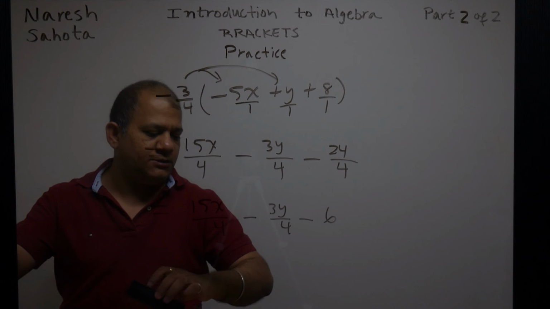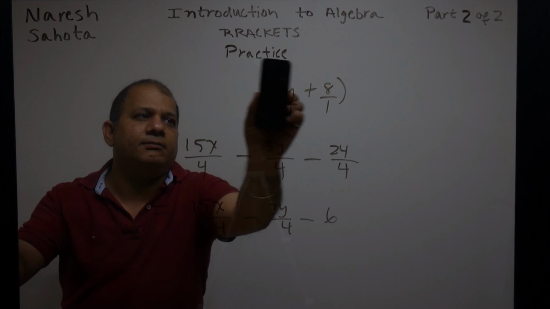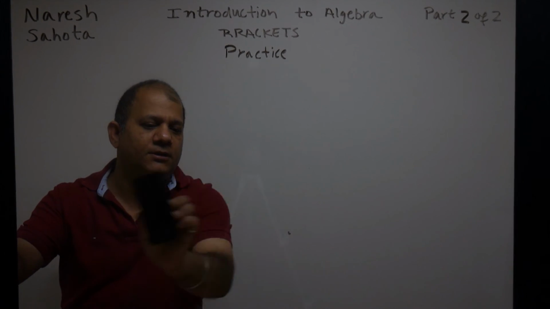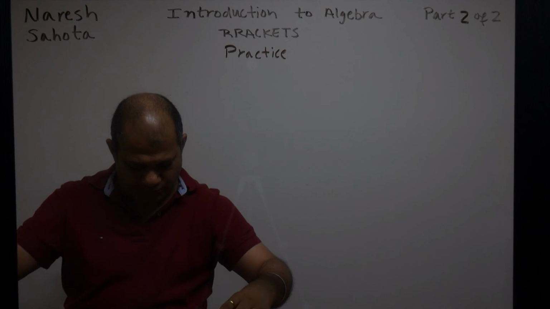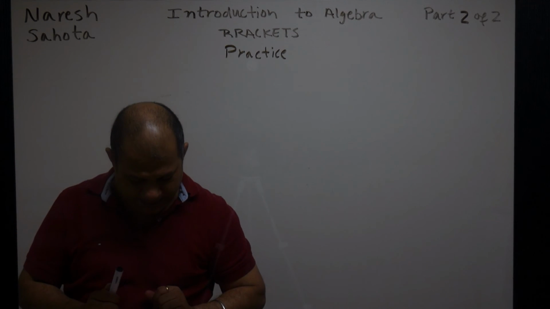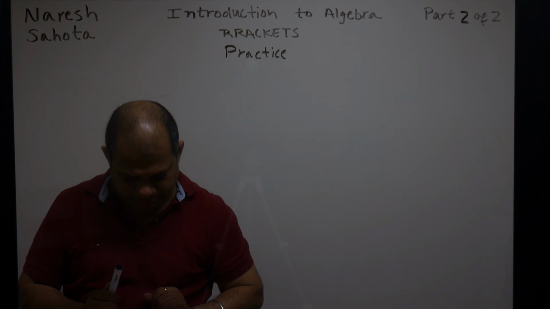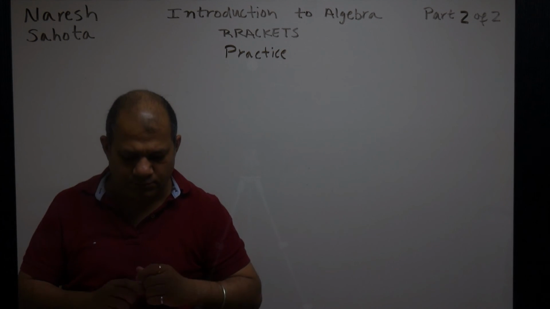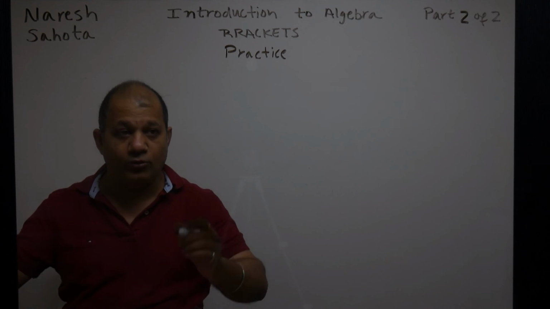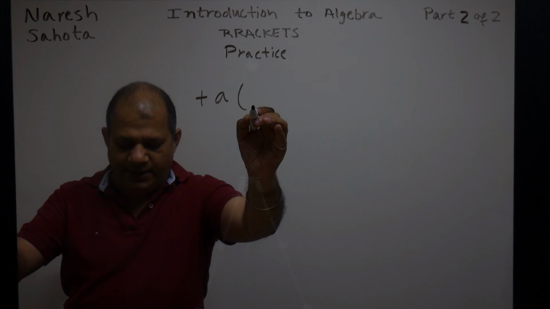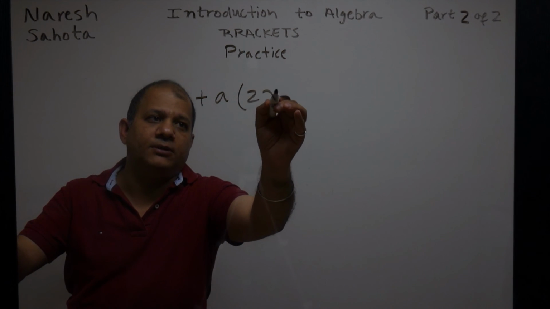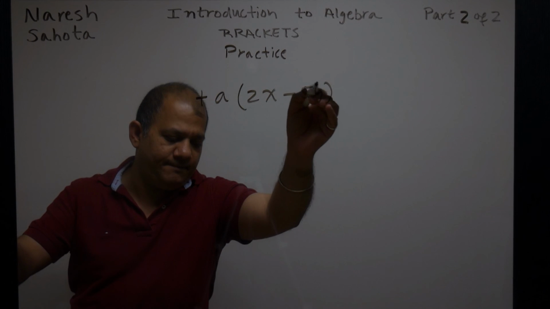So I think maybe I can wrap here. Now let me see if there is something else I want to show you, something really quick. Looking at these examples, we'll do one short example. What if we had a factor of positive a on the outside, and we're multiplying with 2x minus 5y?